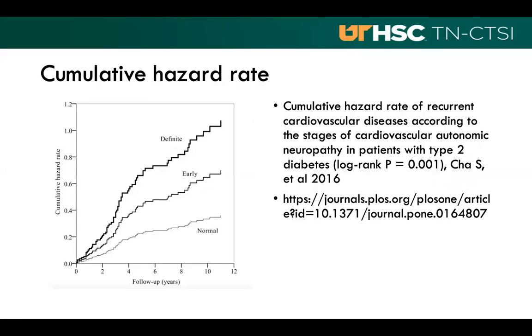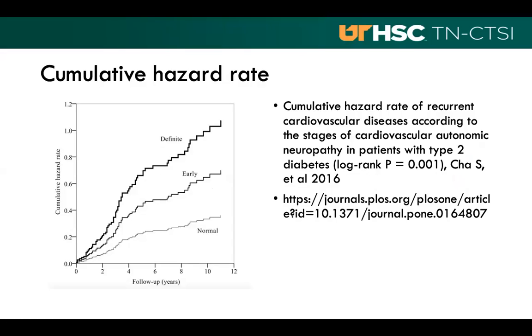Again, this is another example of cumulative hazard rate. This is the cumulative hazard rate of recurrent cardiovascular disease according to the stages of cardiovascular autonomic neuropathy in patients with type 2 diabetes. The normal, early, and definite are the cardiovascular autonomic neuropathy states. These are calculated based on the heartbeat.